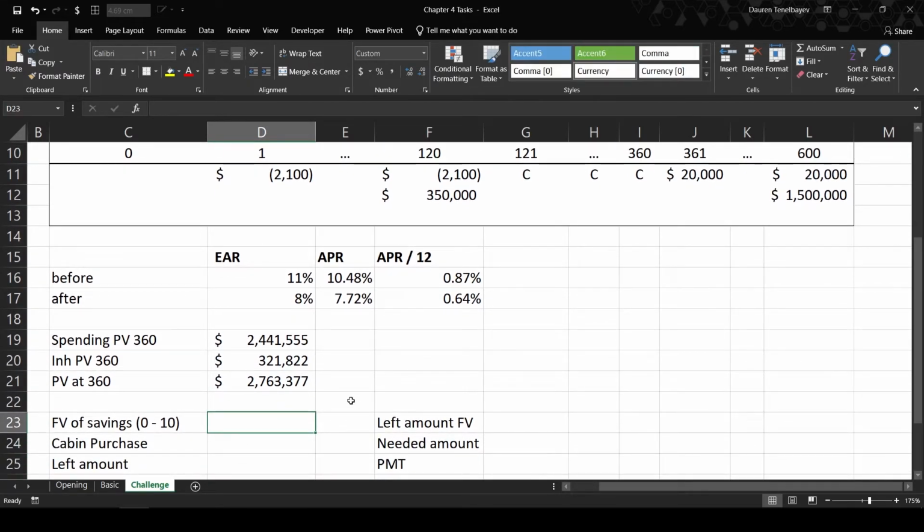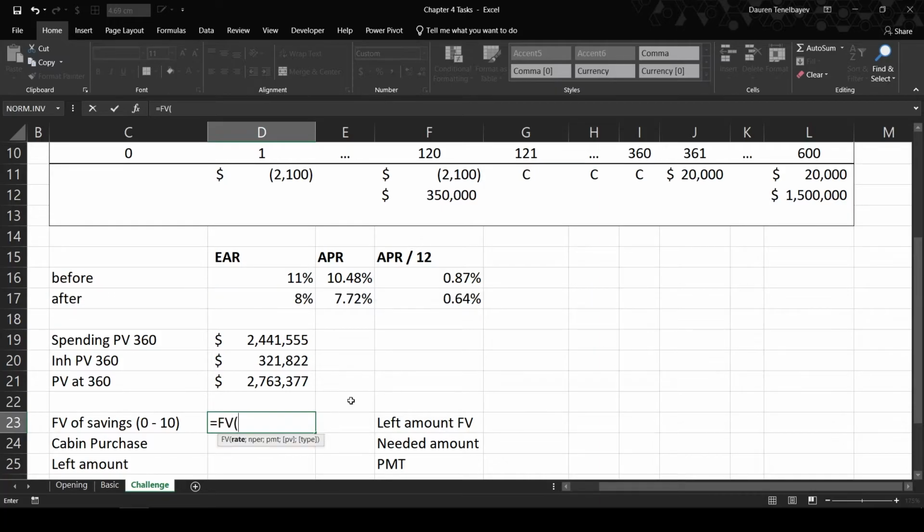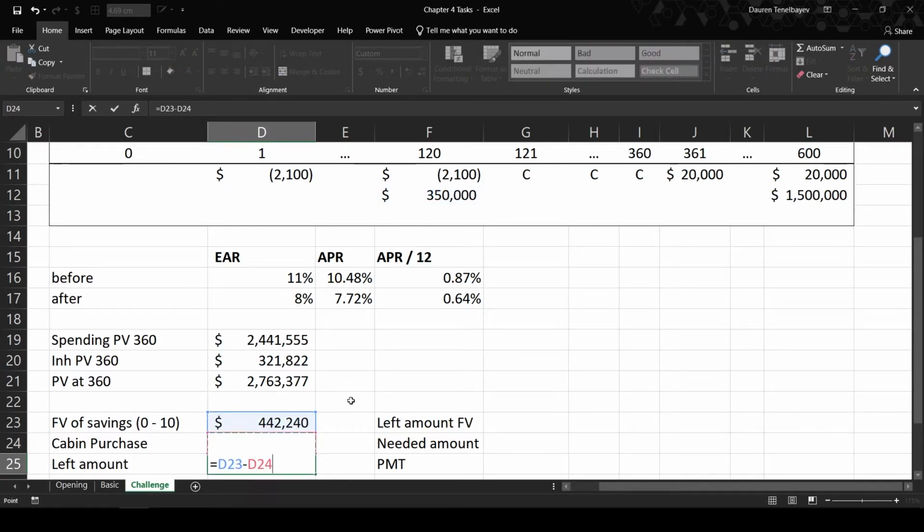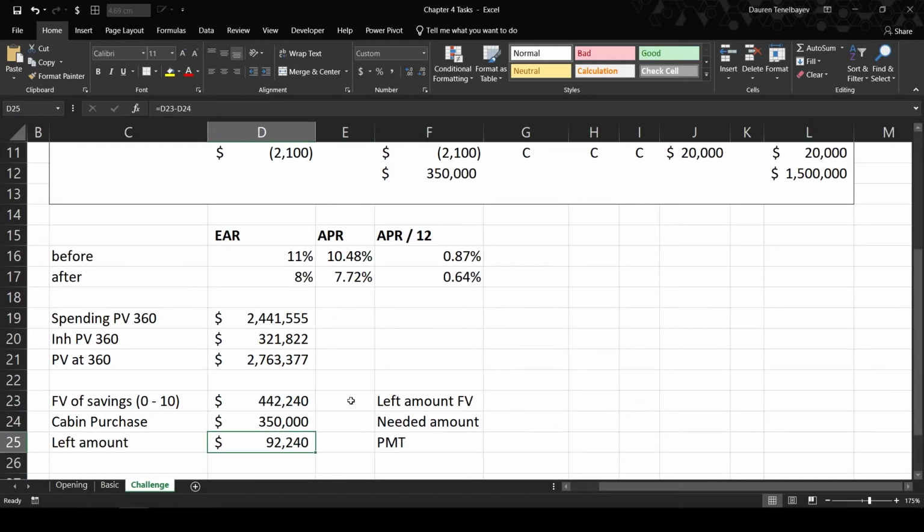So he will be saving 2,100 per month for the next 10 years until he purchases a cabin. The value of his savings will be the future value. Rate is the pre-retirement monthly rate. NPER is 120. And the PMT is 2,100. The cost of the cabin is 350,000. The left amount, we simply subtract this amount.